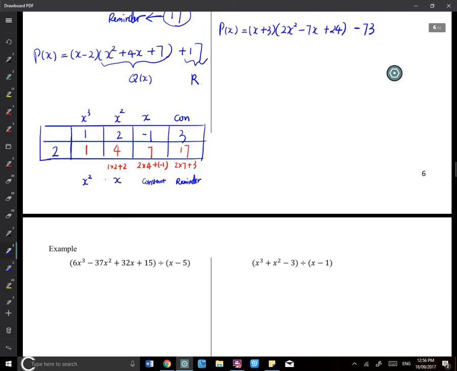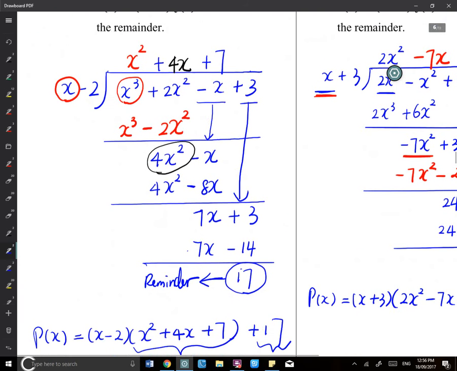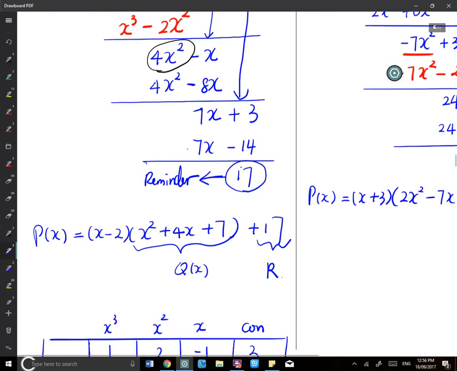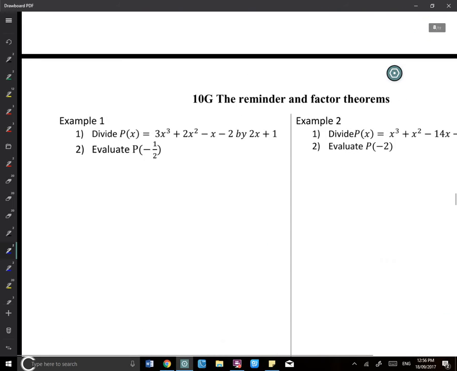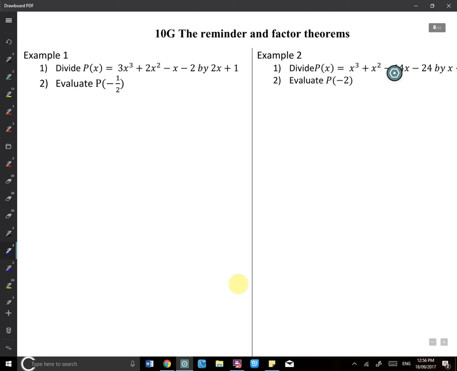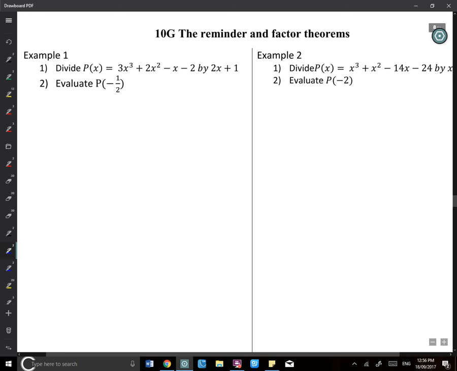So have a revision on what a remainder is. The remainder is, when you do a long division, the last number there. The last number that has been left over is called the remainder. Or in the box method, the last number under the constant is the remainder. So that is called the remainder, which is something that has been left over. Today we want to think about the remainder theorem and the factor theorem.